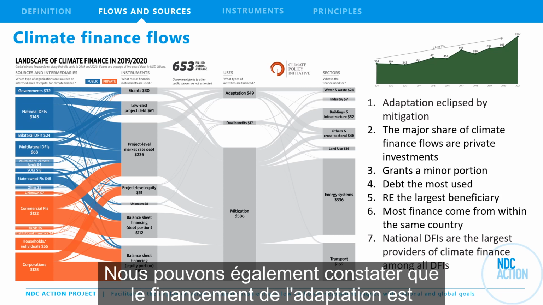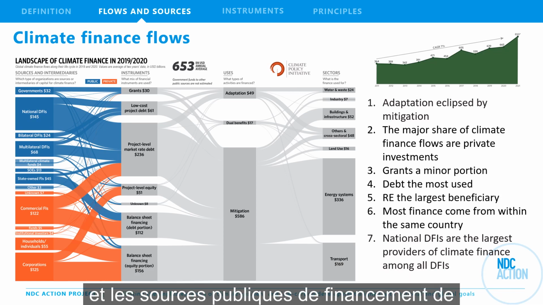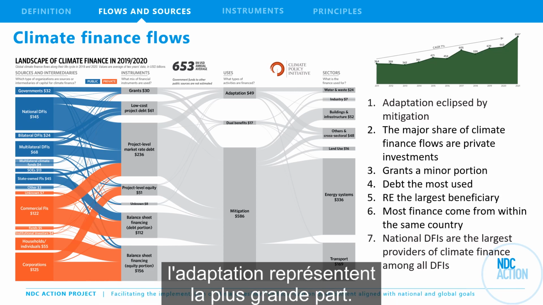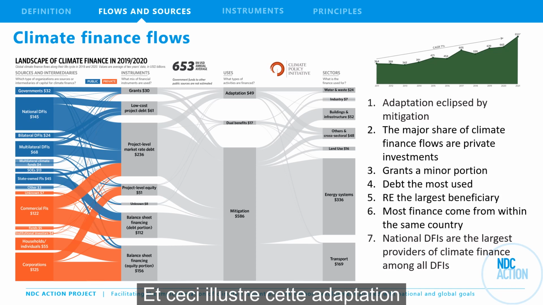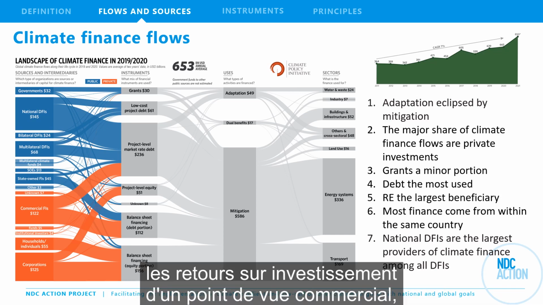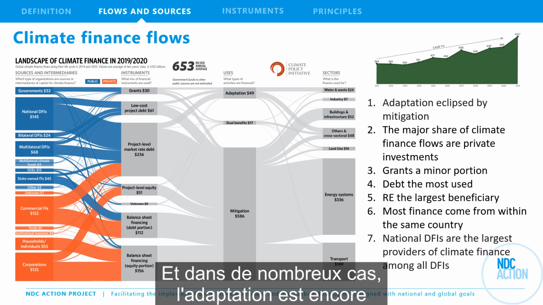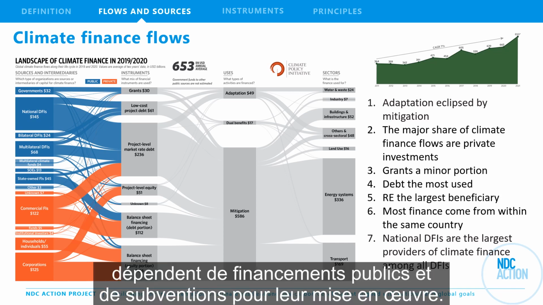We can also see that adaptation finance is eclipsed, so way less than finance for mitigation. And public sources of finance for adaptation are the largest proportion. And this illustrates that adaptation interventions do not provide many options for 100% bankable investments yet. So there is not necessarily good enough returns on the investments from a commercial perspective, but it might be from a social and national perspective. And in many cases, adaptation is still dependent on public and grant financing for implementation.